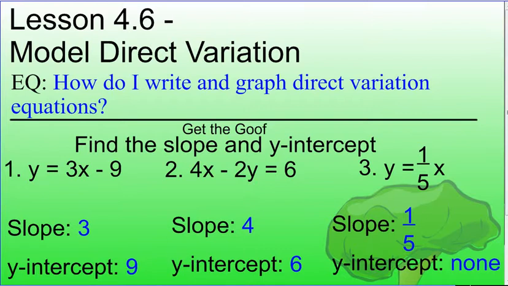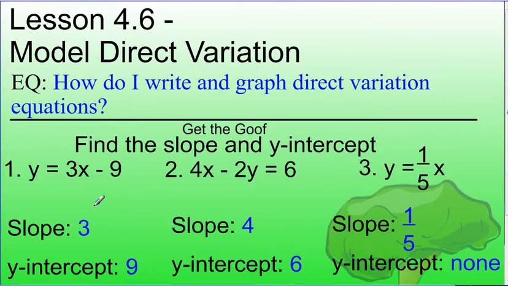Today we're going to be talking about direct variation. So the essential question says, how do I write and graph direct variation? We have a couple of "get the goofs" here, where in each of the questions they want us to find the slope and the y-intercept. So let's see how we do.